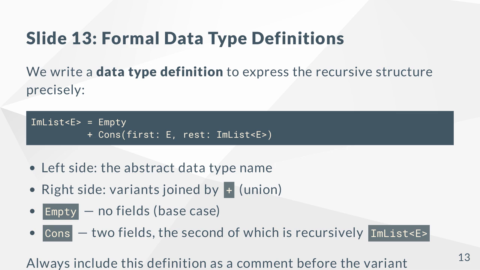The left side is the abstract data type name. The right side is the variants, joined by a plus sign indicating union. Empty has no fields, it is the base case. Cons has two fields. The second field, rest, is recursively ImList of E. This is where the recursion lives. Always include this definition as a comment before the variant classes.